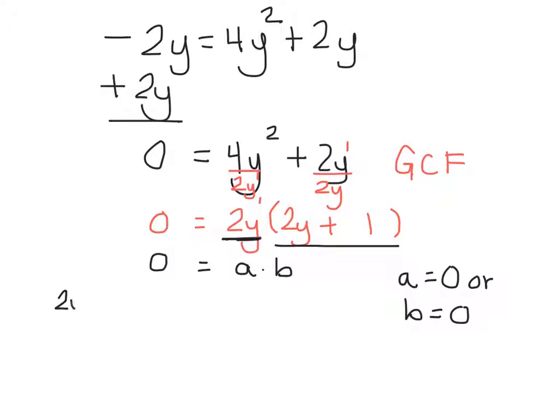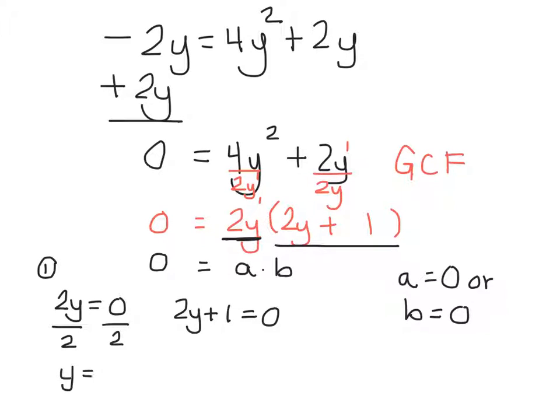Well, A is 2y, so I'm going to set it equal to 0 and solve for y. And B is 2y plus 1. I'm going to set it equal to 0 and solve for y. To solve for y in the first equation, it's being multiplied by 2, so I undo multiplying by 2 by dividing by 2. When you divide 0 by anything, you get 0. So one solution is 0.